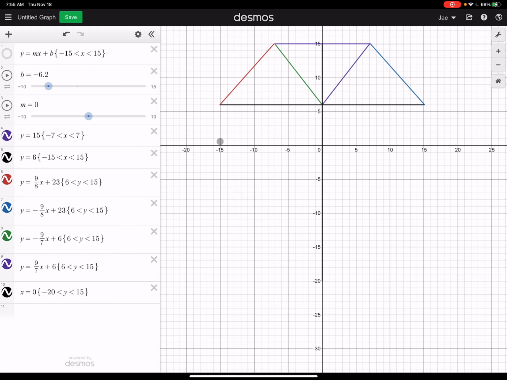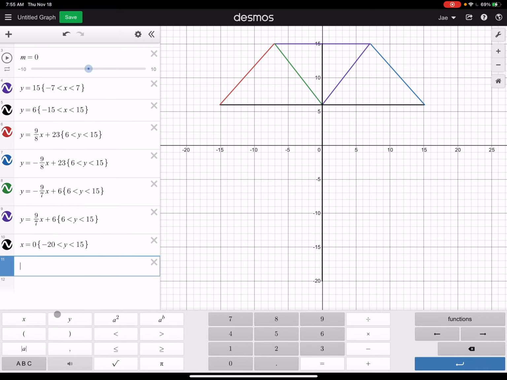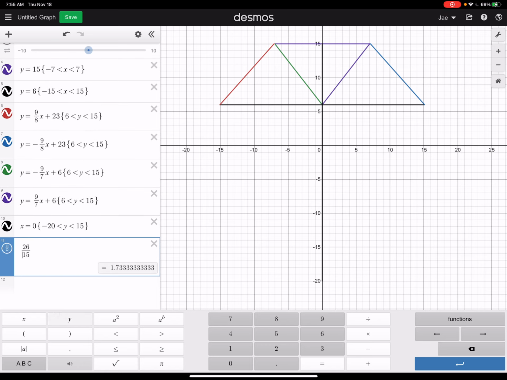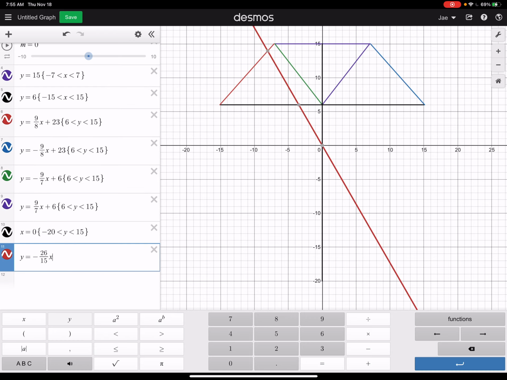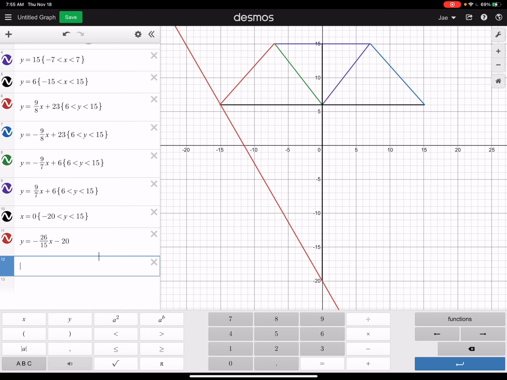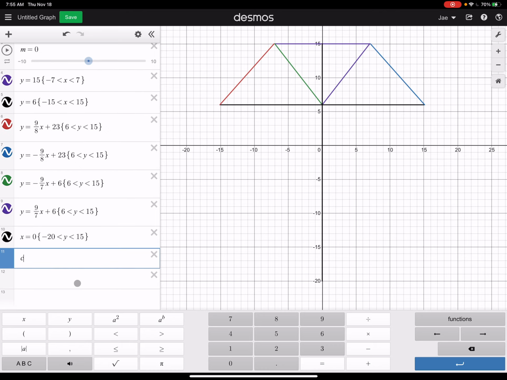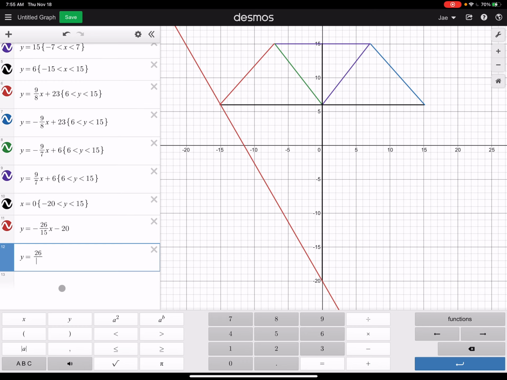So we're going to go from 6, and then that's going to be 20. So that's going to be 26 is the rise, and then 15 is going to be the run. So y is equal to negative x. Okay. Now let's bring that way down. Negative 20. Perfect. So as you can see, I have this line. And then I'm just going to draw the other line here. Okay, y is equal to positive 26 over 15, x minus 20, and voila.